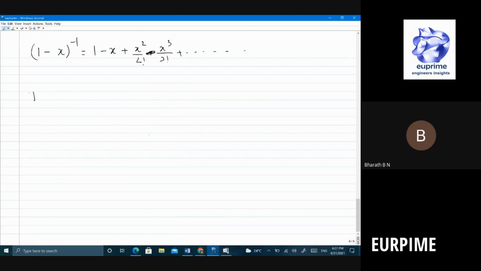Now, instead of 1, I'll write I. Instead of small x, I'll write capital X. This is a matrix. Now, I take this matrix and invert it. Now, the question is, can I write this as identity minus x plus x squared by 2 factorial minus x cubed by 3 factorial plus and so on? Question. What do you think is the answer?